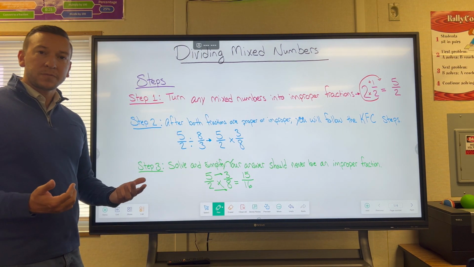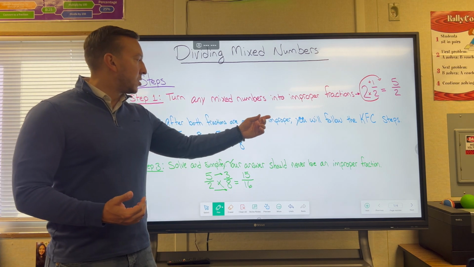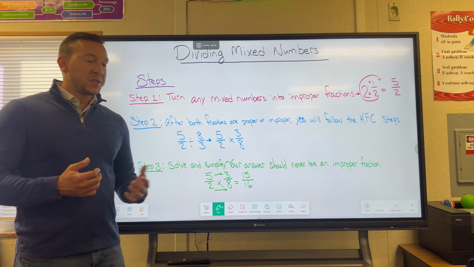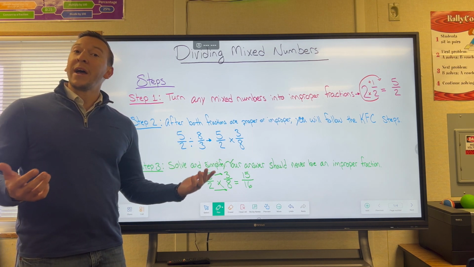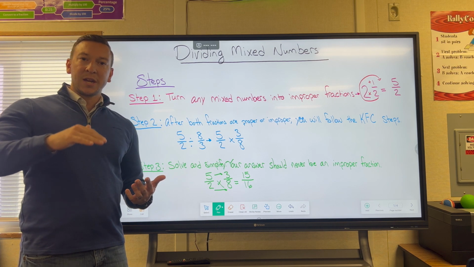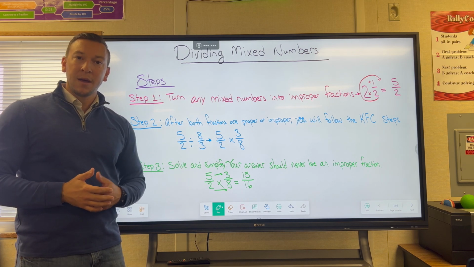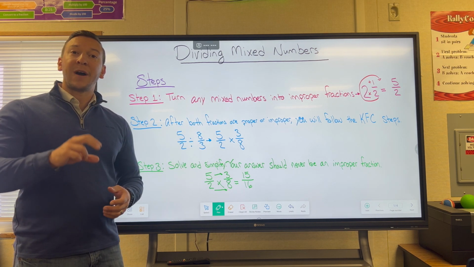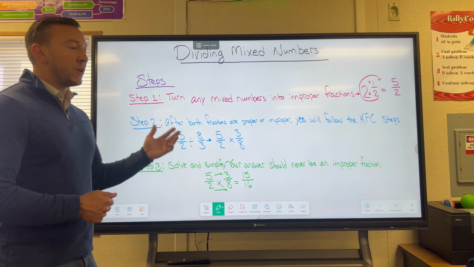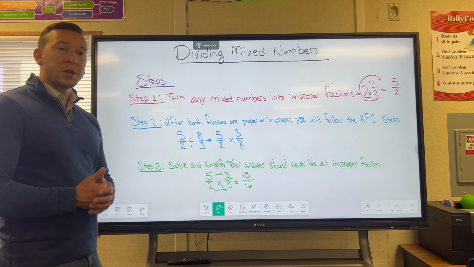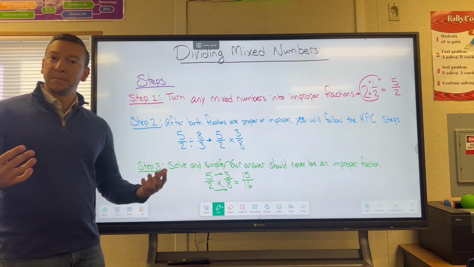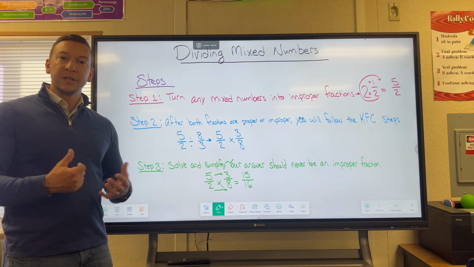Step number 2. After both fractions are proper or improper fractions, you will follow the KFC steps. Well, you remember that in the previous video, KFC. Keep, flip, change. You're going to keep the first fraction the same, flip the second fraction. Remember, find the reciprocal, the inverse of the second fraction, and change from division to multiplication. You already know how to do that. Solve and simplify. You know how to solve, you know how to simplify based off, again, previous videos.